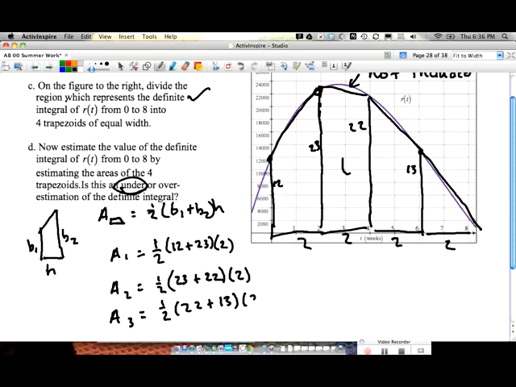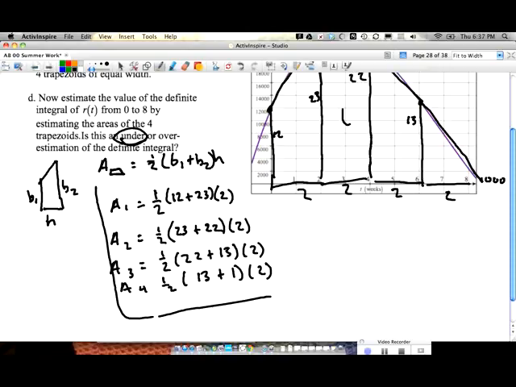So now for the third one, it's 1/2 times 22 plus 13, also times 2. And then the last one's going to be 13, and this goes almost down to 0. I'm going to call it 1,000. Well, not really 1,000, but 1. So we got 1/2 times 13 plus 1 times 2. And the area of the fourth one equals that.